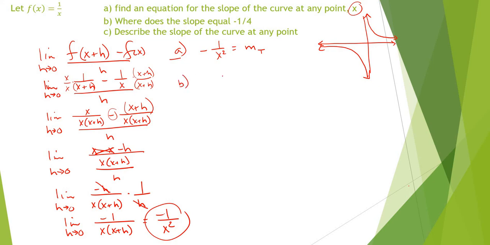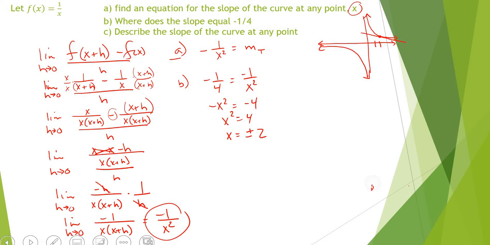B, where does this slope equal negative 1/4? Well, let me set them equal to each other. So I hope we can see here that negative x squared has to equal negative 4. X squared equals 4, so x is plus or minus 2. So at plus 2, if I draw a tangent line, my slope here is going to be negative 1/4. And at negative 2, if I draw a tangent line, its slope will also be negative 1/4. Those 2 points have the same slope.